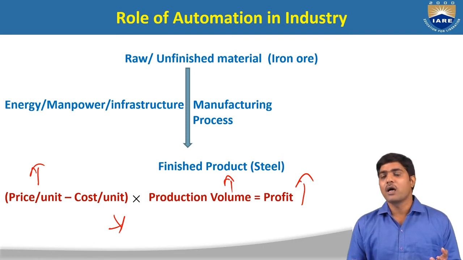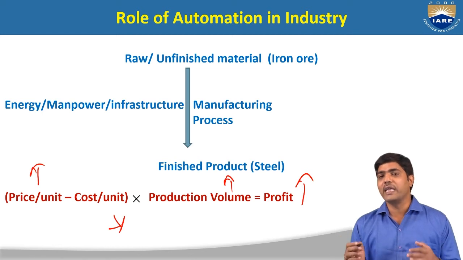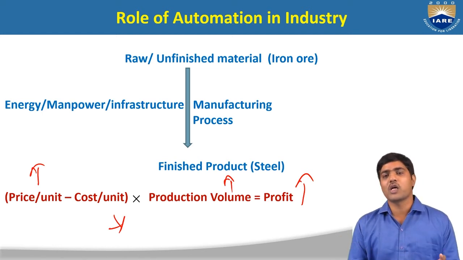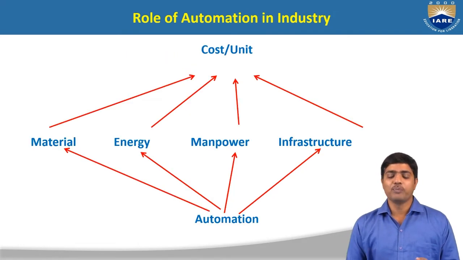So first of all, if you want to increase the profit of any industry, you have to increase the production volume, and you have to reduce the cost per unit. And if you want to reduce the cost per unit, you have to minimize the energy, you have to minimize the manpower, and you have to produce more and more products by utilizing the available infrastructure. And here the cost per unit depends upon material, energy, manpower, and infrastructure. So this is how it is possible to reduce the cost per unit.